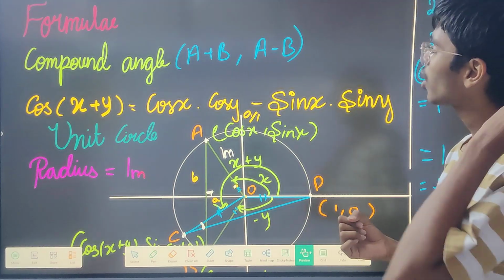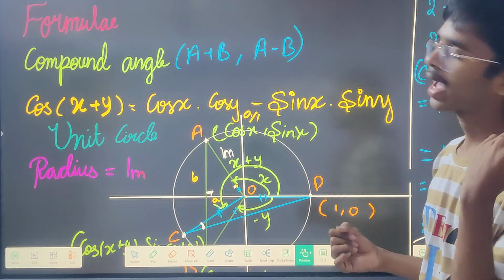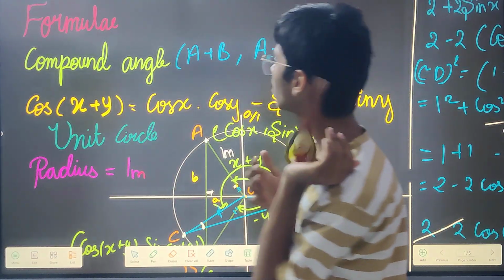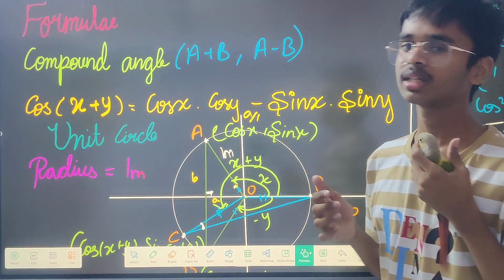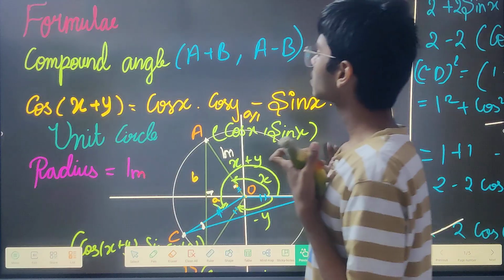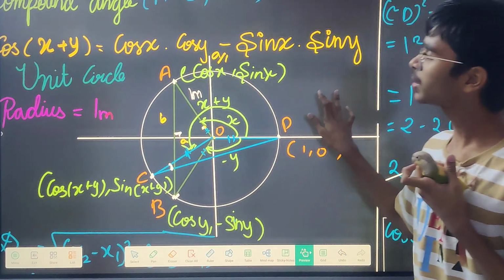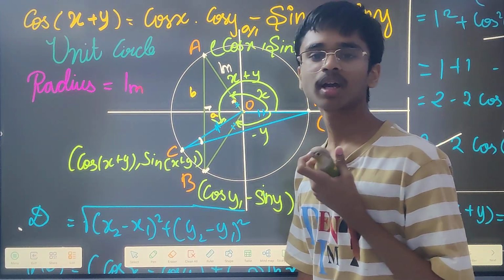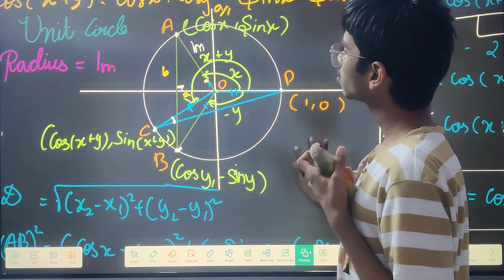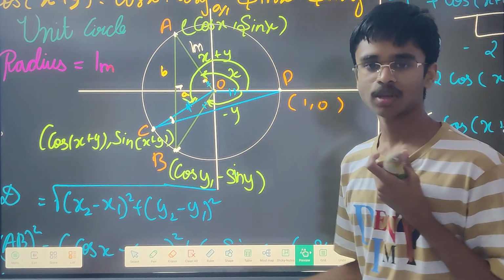First of all we are going to discuss compound angles, which is a plus b or a minus b. The resultant of a plus b or the resultant of a minus b is what is known as a compound angle. First we are going to see the formula of cos of x plus y is equal to cos x cos y minus sin x sin y. How are we going to derive this formula? We are going to see this derivation also.